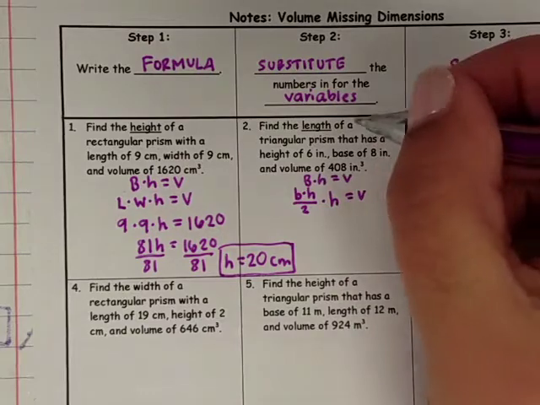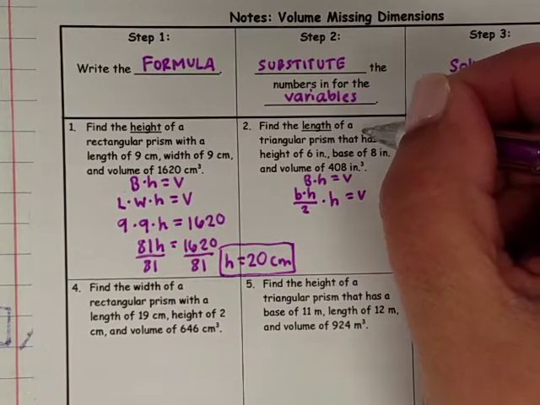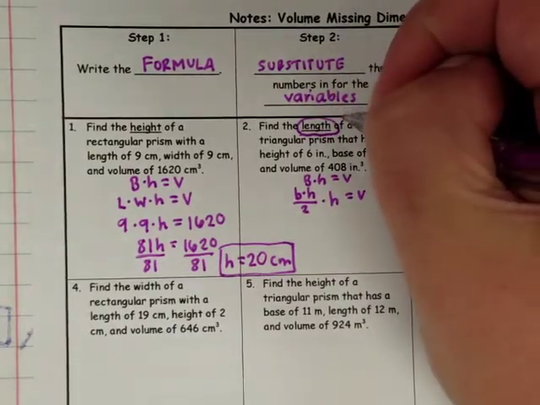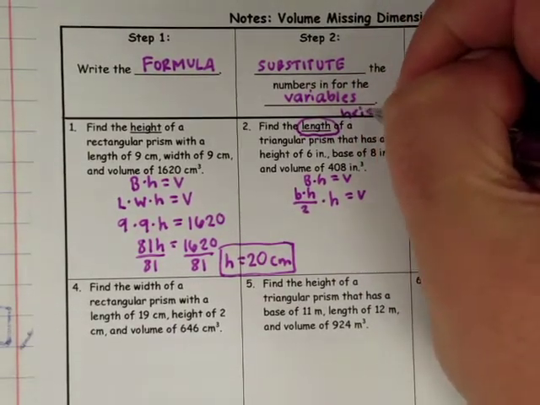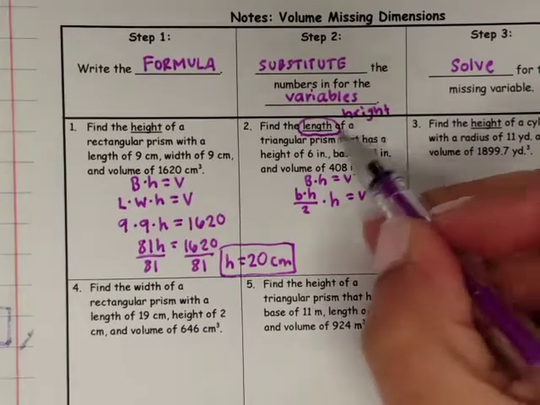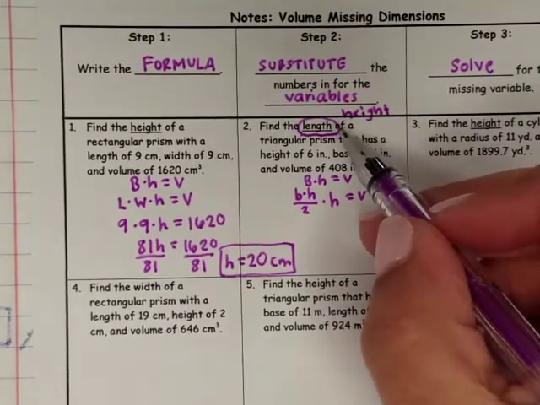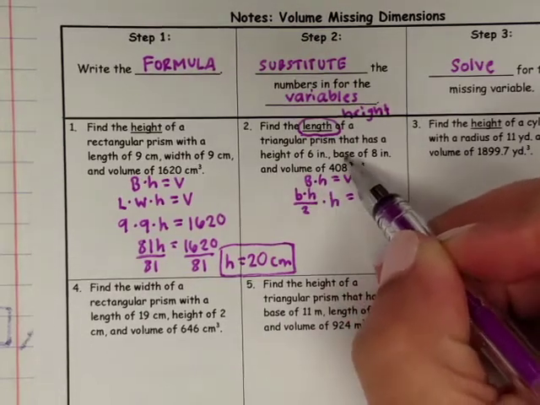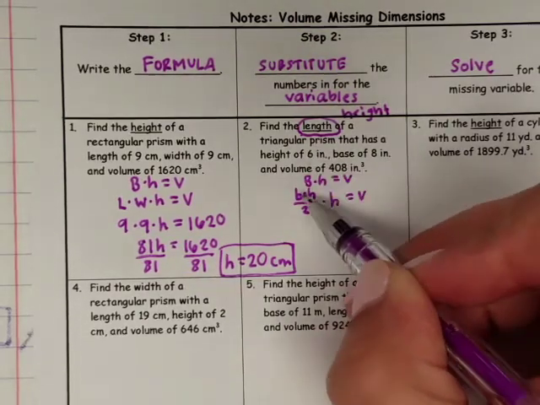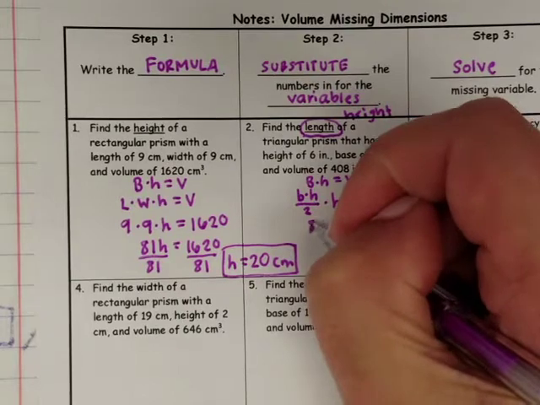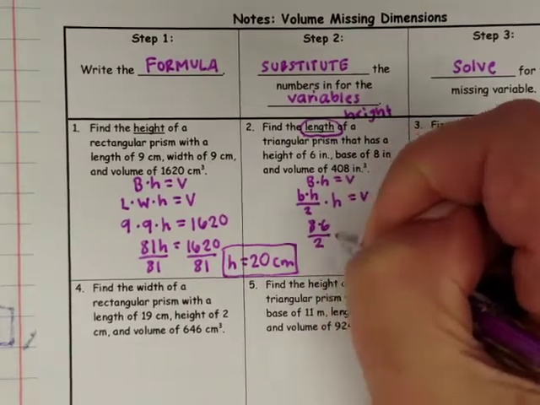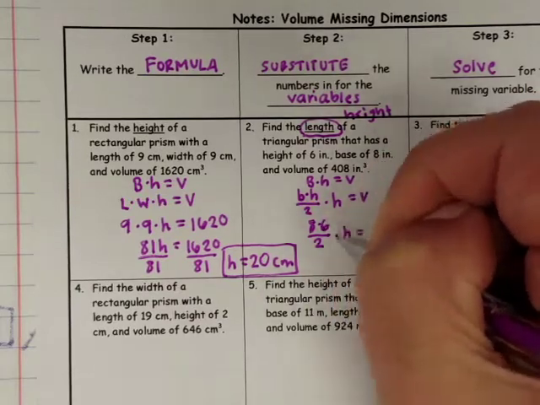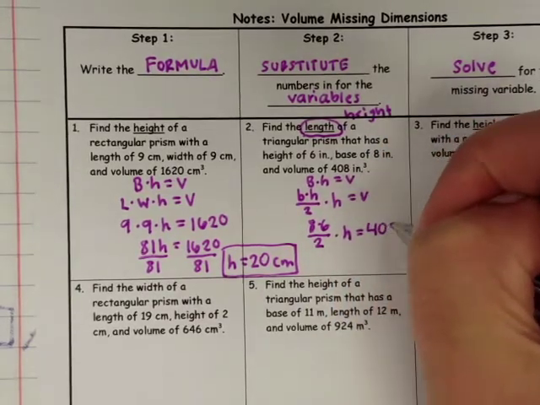So what do they give us? When they say length of the triangular prism, I think what they mean is the height of the prism itself. Okay, so that's just another way they can tell you what it is. So we're going to fill in what we know. We know the base of the triangle is 8, and we know the height of the triangle is 6. So 8 times 6 divided by 2, but we don't know this guy. But we do know that it all multiplies to be 408.